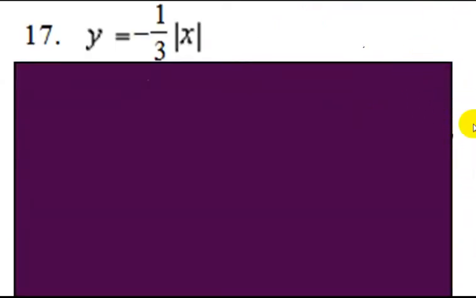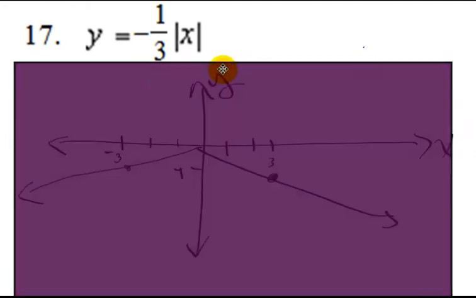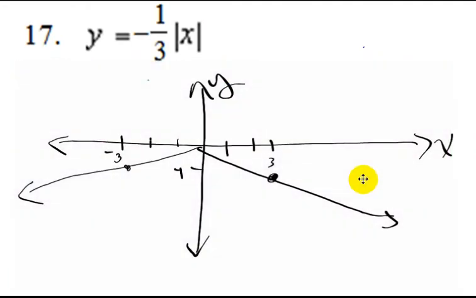Okay, for 17, we have y equals negative 1/3 times the absolute value of x. So now, not only do we have a compression because that 1/3 is an a value between 0 and 1, we also have a negative sign out there which reflects it over the, which axis is it? It's going over the x-axis. So let's take a peek at what this does.